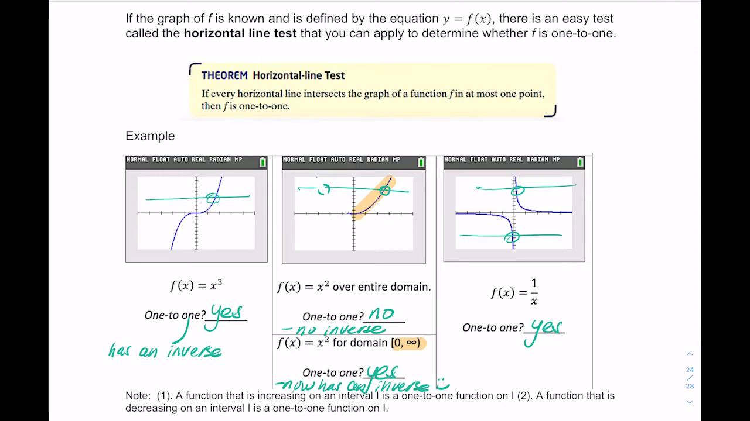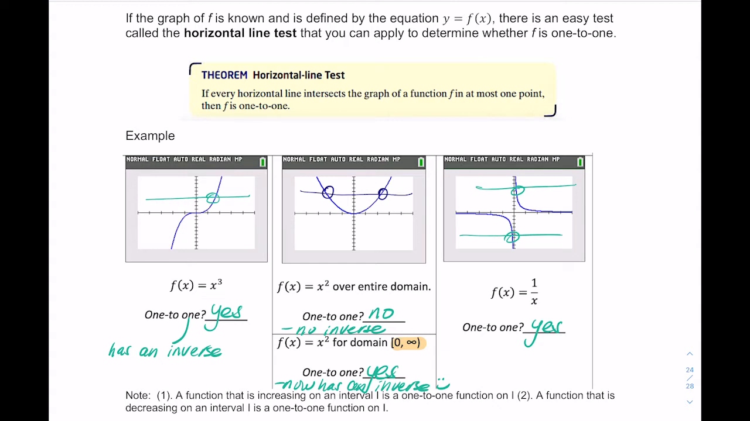Another way to determine whether a function is one-to-one is to use what's called the horizontal line test. If you're given a graph and you place a horizontal line through it, if it goes through in at most one spot, then it is a one-to-one function, which means it has an inverse. However, if it goes through more than one place, then it's not a one-to-one function and therefore does not have an inverse. So if you look at these graphs, this one right here in the middle is not one-to-one because if I was to draw a horizontal line through it, it would go through more than one location.